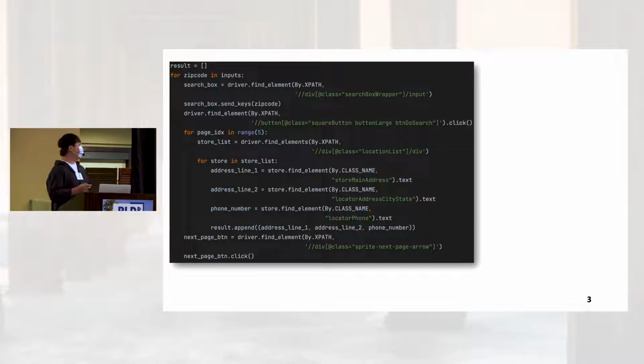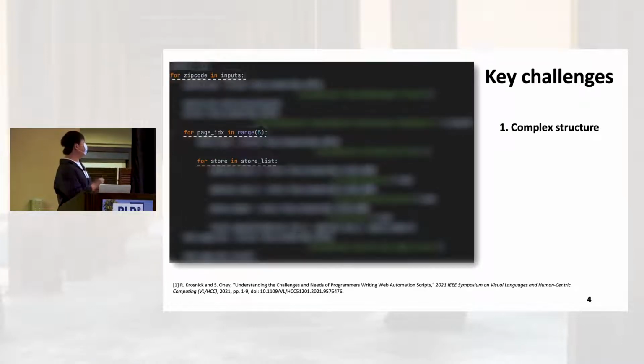Researchers have studied the challenges faced by programmers writing these automation scripts. The first challenge is that for this script, you also want to write some for loops and while loops. And these loops are sometimes nested. So the structure of this script is quite complex.